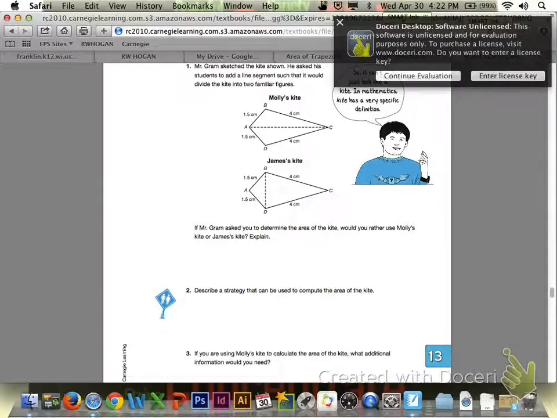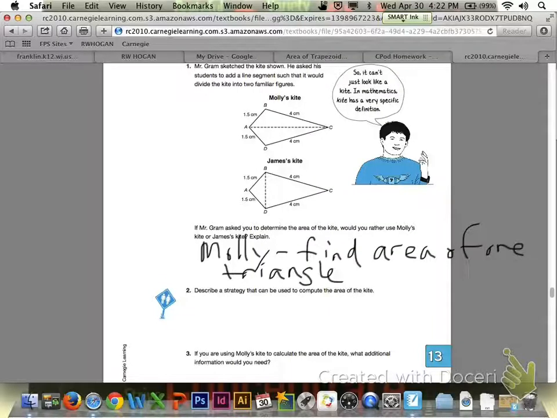So take a look at Molly's and James's kite, answer Mr. Graham's question, and then go ahead and answer number 2 and number 3 at the bottom of page 879. If I'm answering Mr. Graham's question, I know that everyone's answers are going to vary, but I would rather use Molly's kite because I would only have to calculate the area of one triangle since both of them in her kite are congruent.